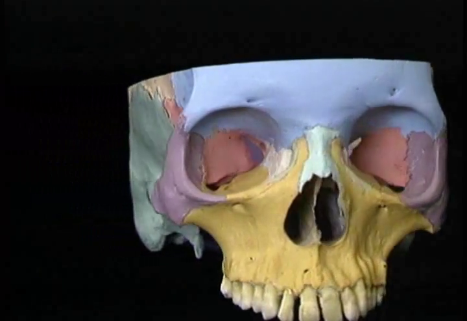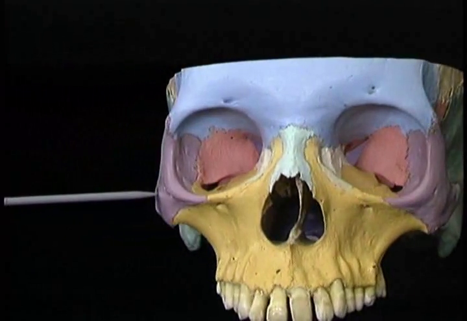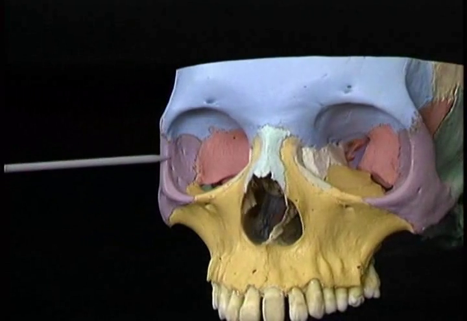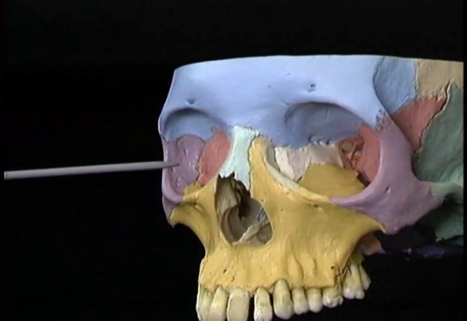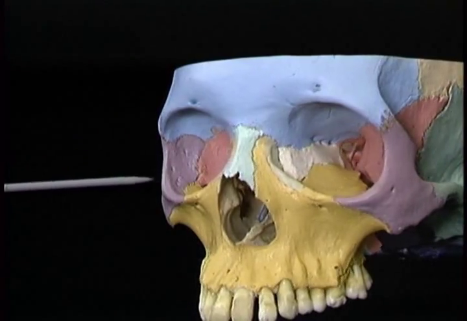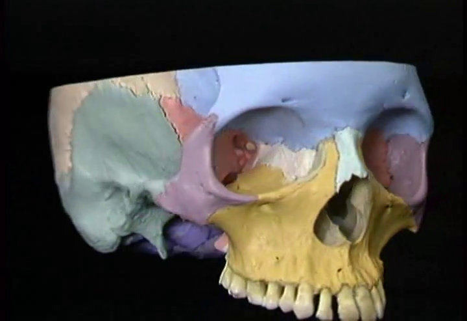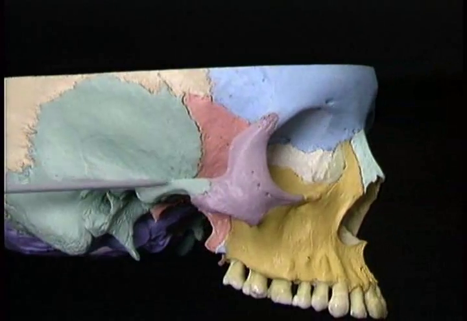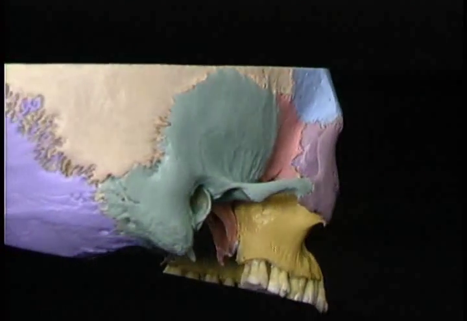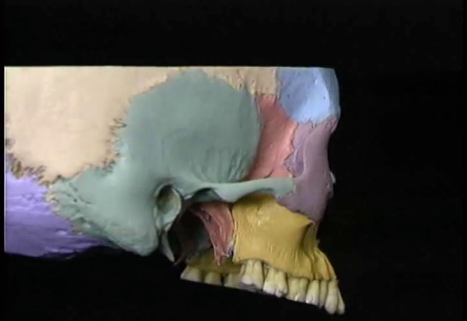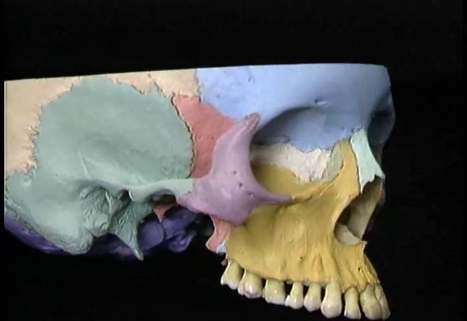The zygomatic bone forms the bony prominence of the cheek. It also forms the lower lateral part of the orbital margin and this part of the lateral orbital wall. The zygomatic bone extends backward to meet the zygomatic process of the temporal bone, forming the zygomatic arch. Now we'll move forward and look at the maxilla.